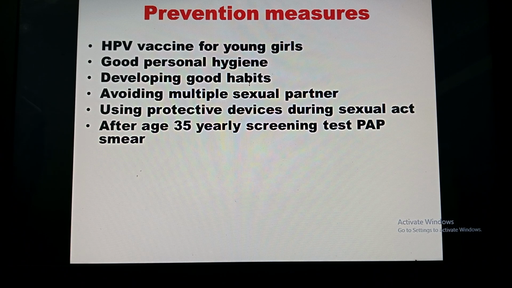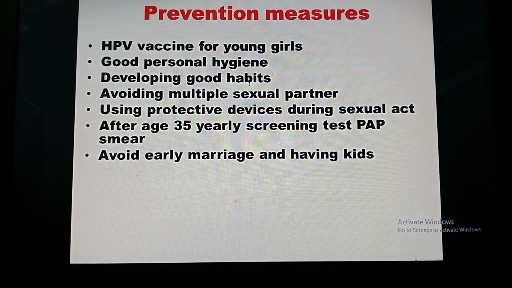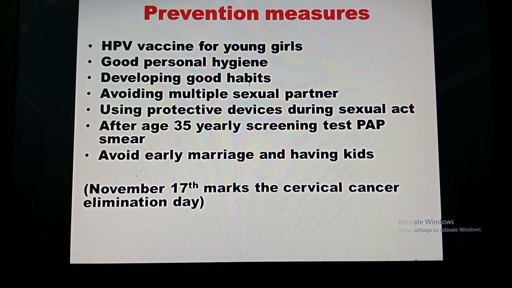After age 35, women should have a screening test, especially a pap smear. After the age of 35, one can be prone to all kinds of diseases and disorders, so it is better to have a medical checkup at least once a year. Avoid early marriage and having kids. This has to be delivered while giving health education, in a mass health education group or individually, to give the importance of cervical cancer and how to prevent it.